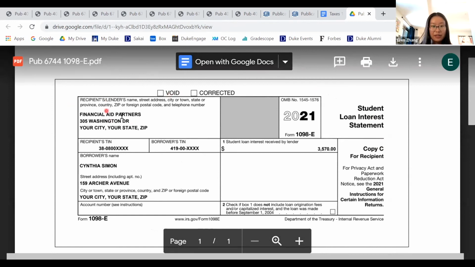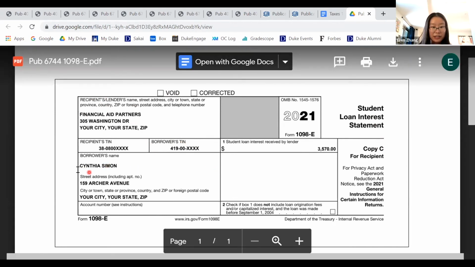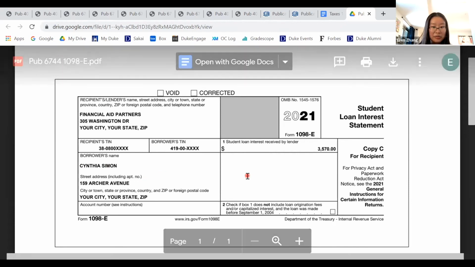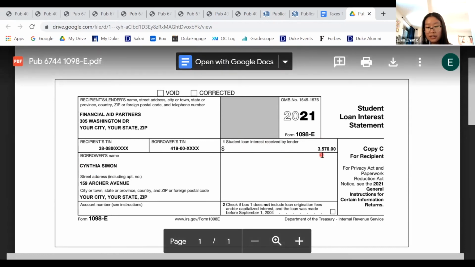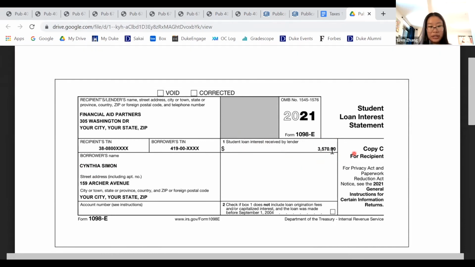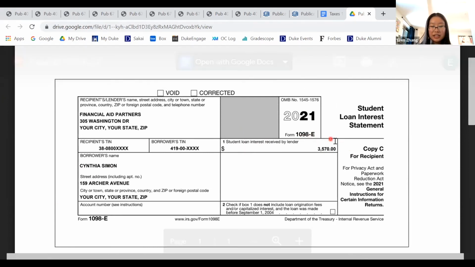So we'll find the basic information here about who was lending this. This would be your social security number here. You are the borrower. In this case, the borrower is Cynthia Simon. And then really the only box of interest here is box 1, which is any student loan interest that you've been paying for the past year. In this case, Cynthia has paid $3,570 in student loan interest. So pretty straightforward. Again, 1099-E. Any 1099s you see here would be from in terms of educational expenses.